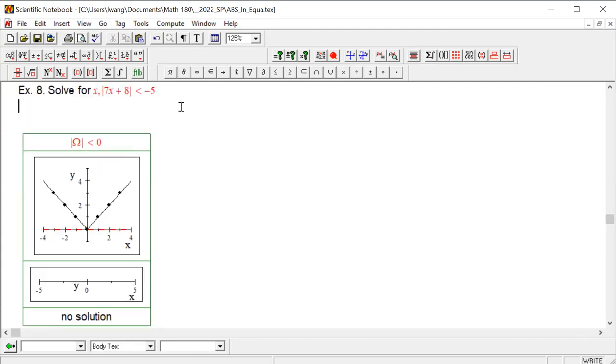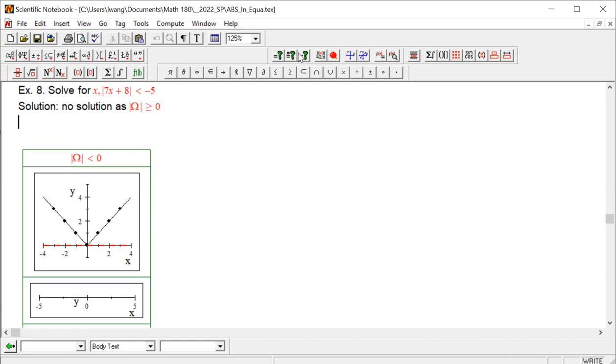I understand everything. So my solution, my answer to this question would be what? This will never happen. I would say no solution, as you can give a nice reason. You can say the absolute value of anything is greater than or equal to 0. You don't even have to specify what omega is. No solution. That's it.